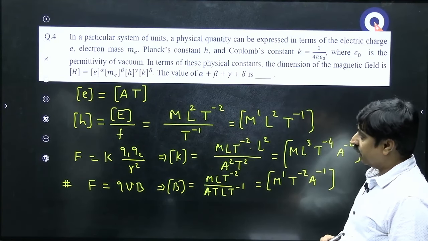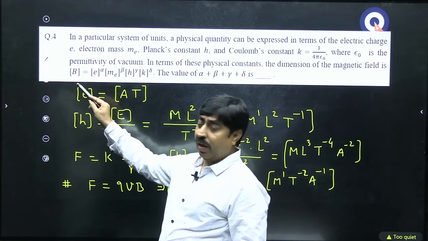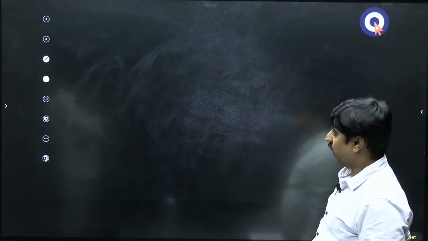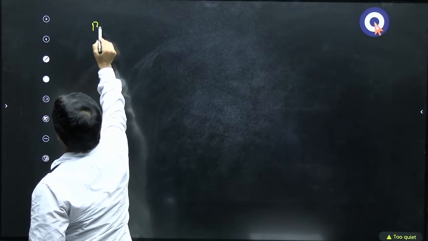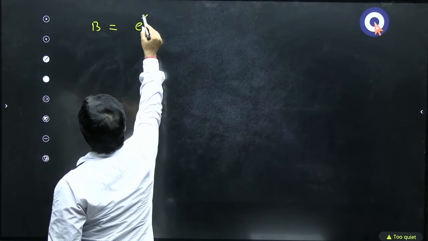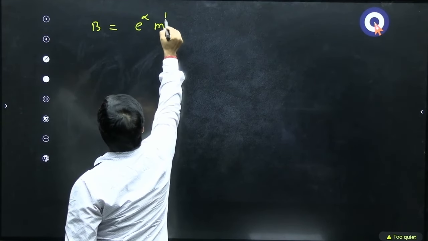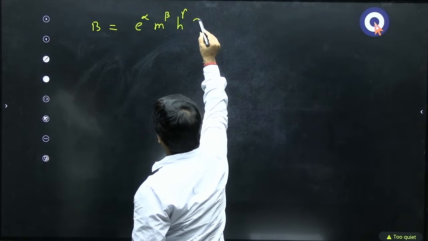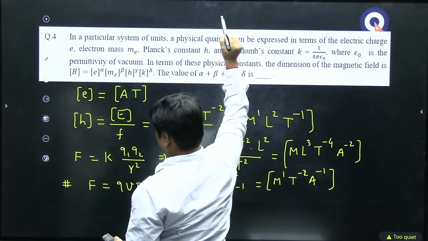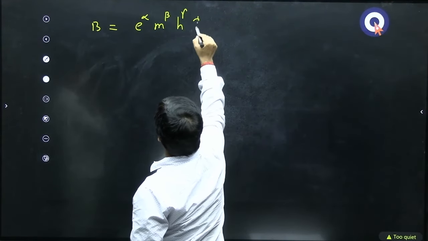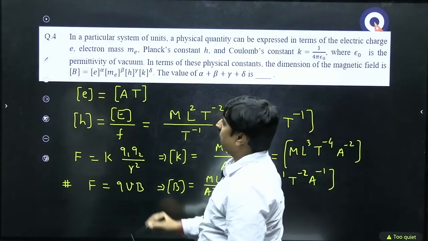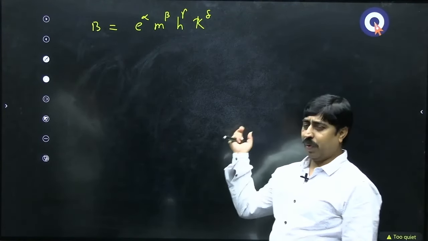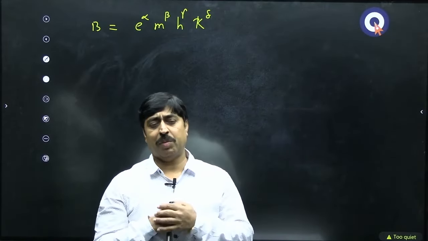Now, the question says that B can be written as e raised to the power alpha, m raised to the power beta, h raised to the power gamma, and k raised to the power delta, which means B is proportional to e raised to the power alpha, m raised to the power beta, h raised to the power gamma, and the last quantity is your k. So, k raised to the power delta. This is how it has been written. So, we have to find actually alpha, beta, gamma, and delta. And it can be done by using the principle of dimensional homogeneity.